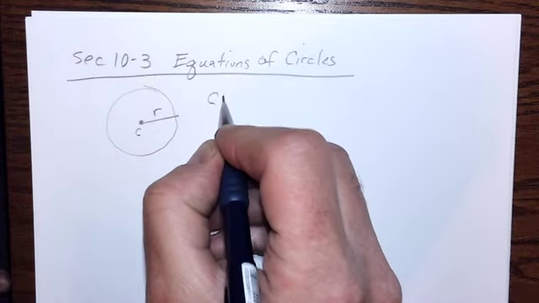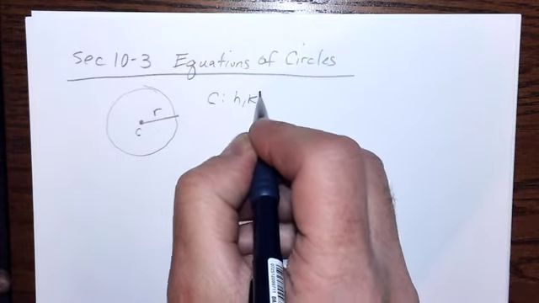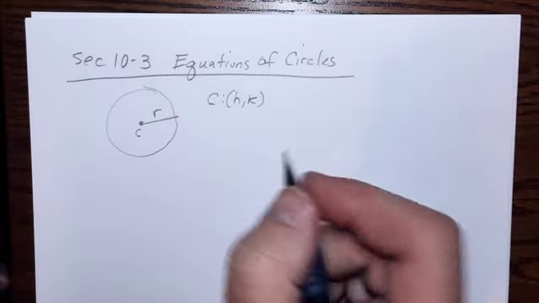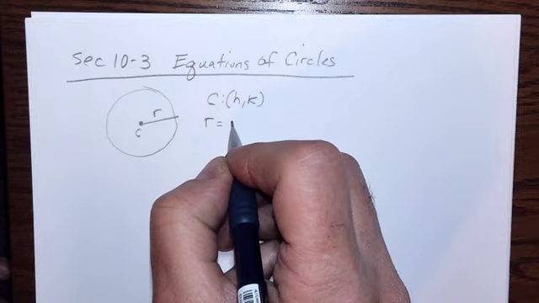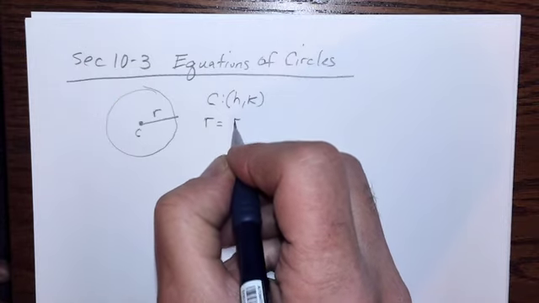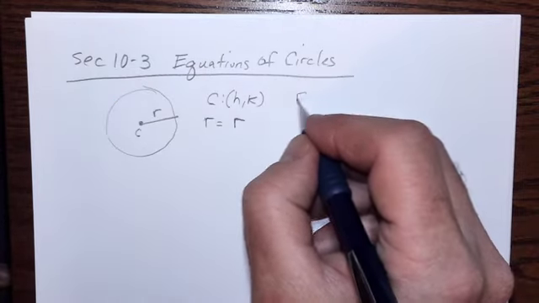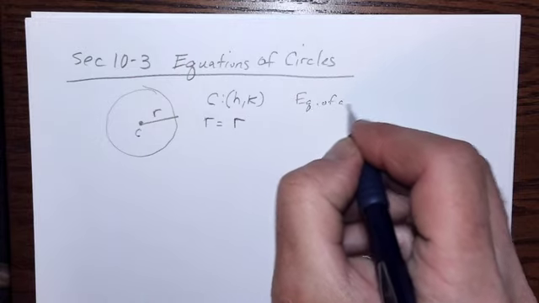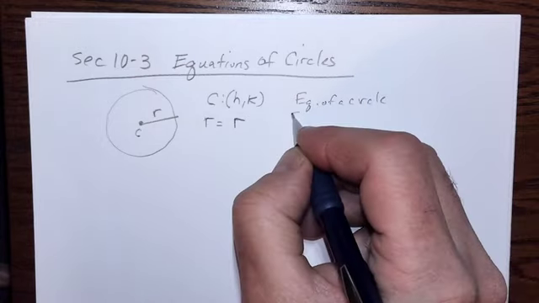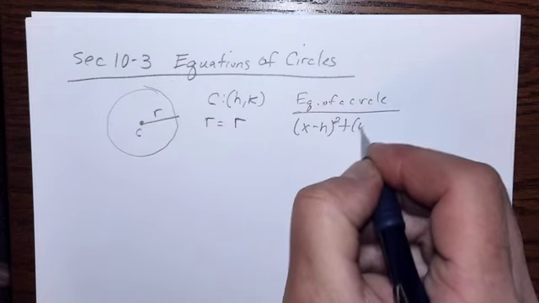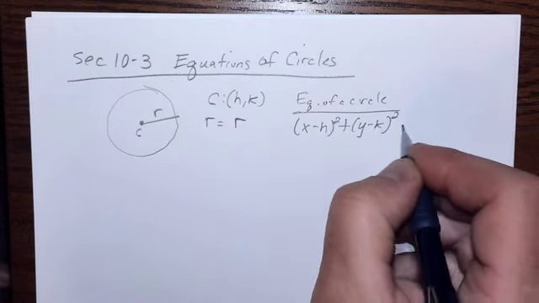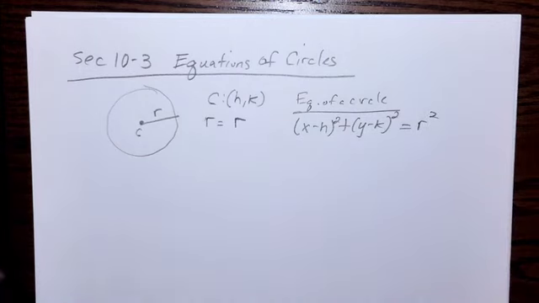If the center of a circle is the point (h, k) in a coordinate plane, and we'll just say the radius is r, then the equation of a circle is given by the following. It's just (x minus h) squared plus (y minus k) squared equals r squared.